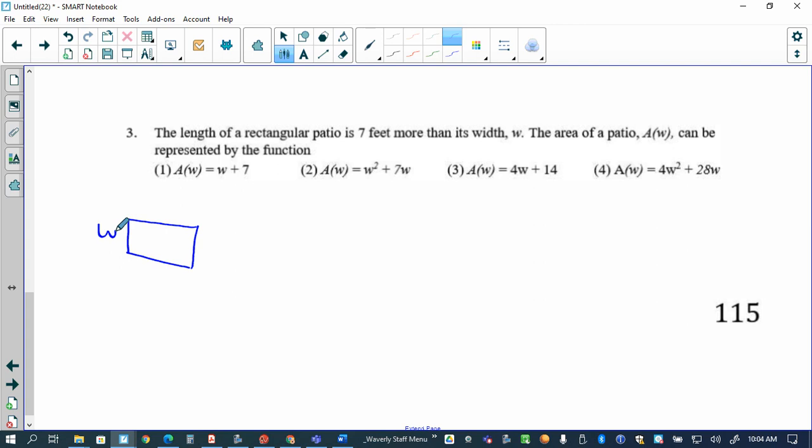So it would be L equals 7 plus W. But it's being shown by A of W. That's area as a function of width. It's just function notation, like f of w, f of x. Doesn't matter. So do you have to use 4? No. What did you just tell me you multiply together to find the area of a rectangle? Length times width. Okay.